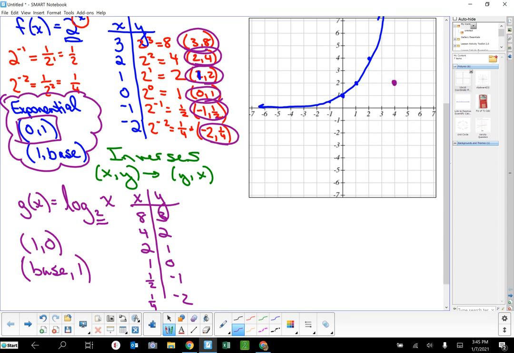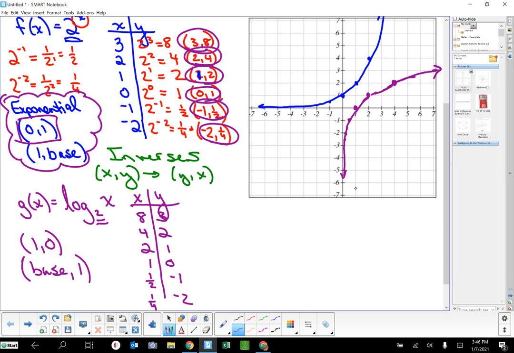That's going to be there. (2, 1) is going to be there. (1, 0) is here. (1/2, -1). And then (1/4, -2). Oops, I want to undo that last little piece. Okay, so I know at 3 I'd be out at 8, so this is going to be pretty flat here. And this is going to come down and go like this.